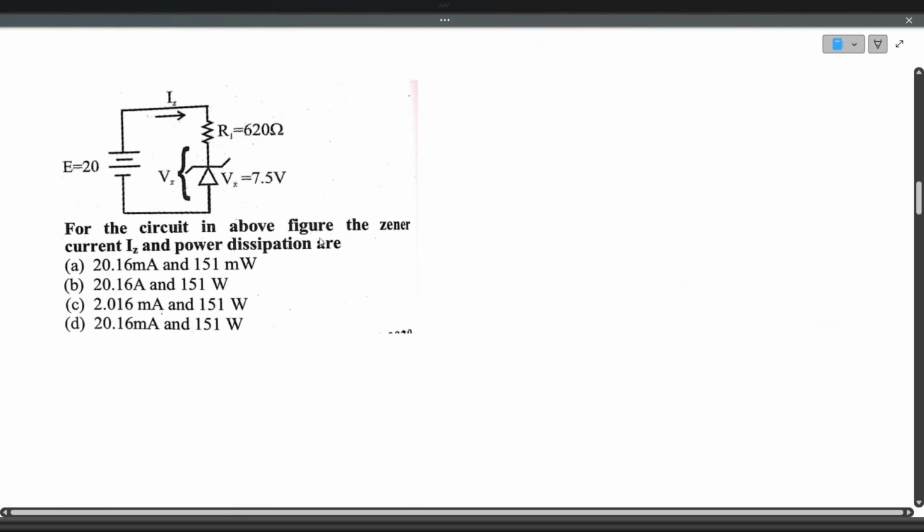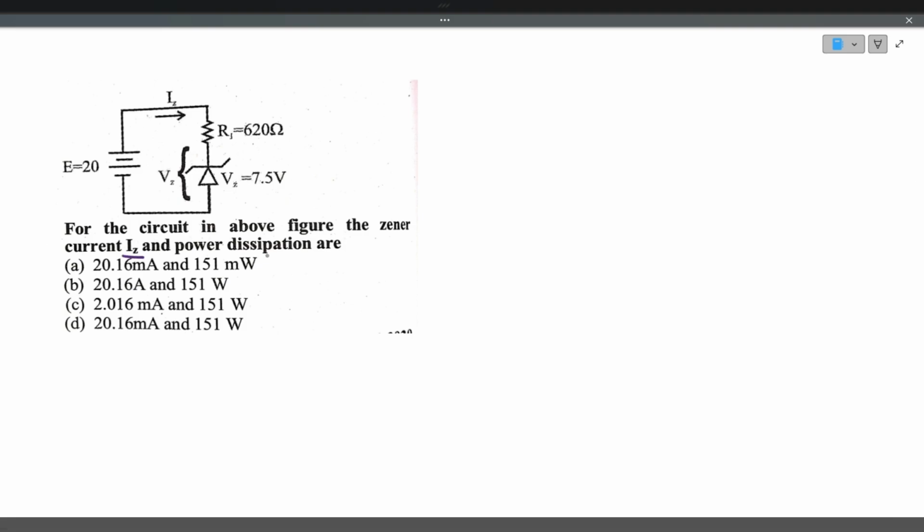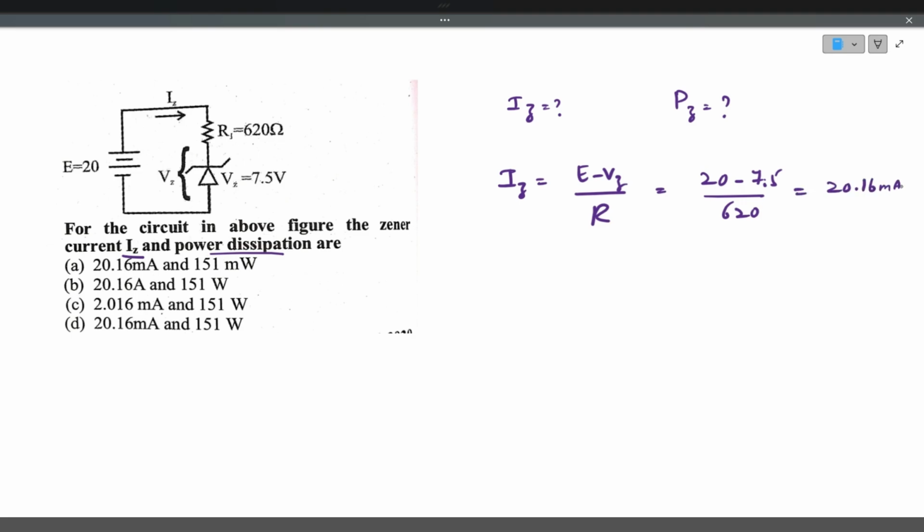Coming to the next question. For the circuit in the above figure, find the Zener current Iz and the power dissipation. So he is asking us to find the Zener current Iz and the power dissipation of the Zener diode. Here Iz is equal to E minus Vz divided by R. E is the input voltage, 20 volts, Zener voltage is 7.5 volts, divided by the resistance 620, which is equal to 20.16 milliamps.